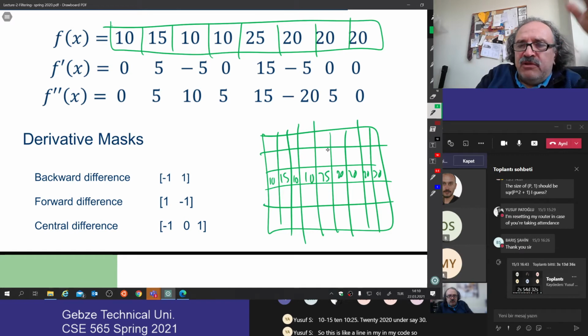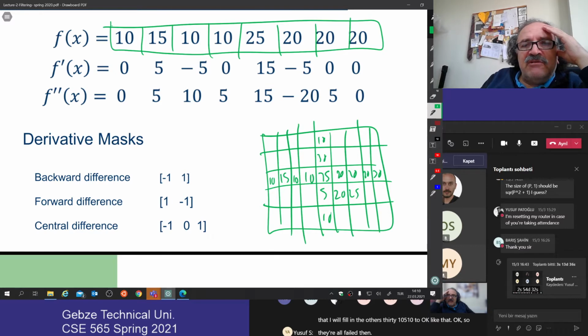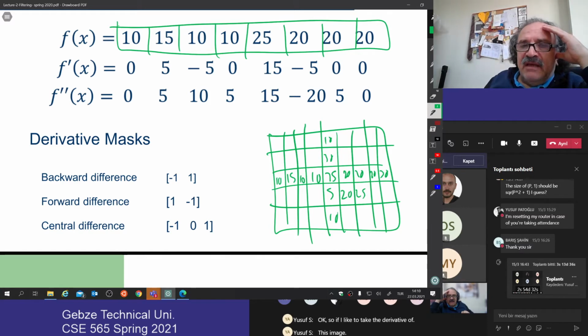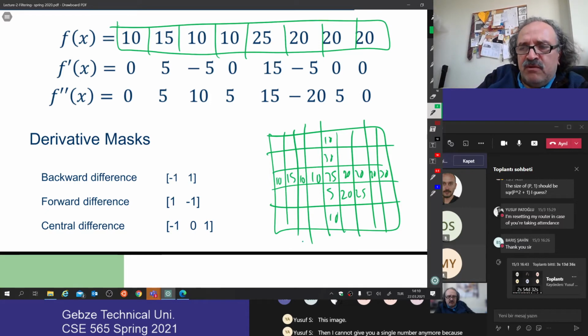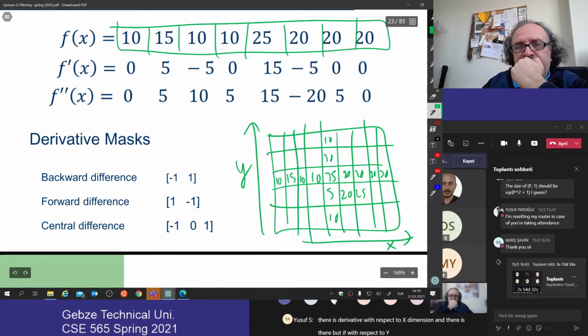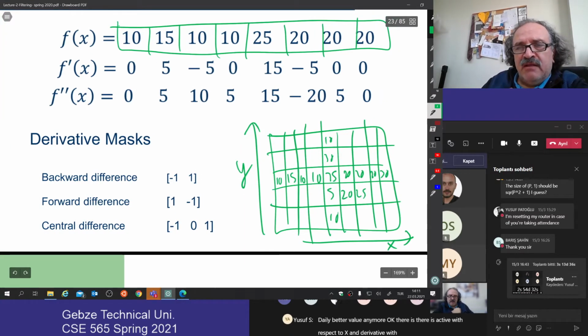So what am I going to do? I will fill in the others: 30, 10, 5, 10, 20. Okay, like that. So they're all filled in. If I like to take the derivative of this image, then I cannot give you a single number anymore, because there is derivative with respect to x dimension and there is derivative with respect to y dimension. There is not a single derivative value anymore.